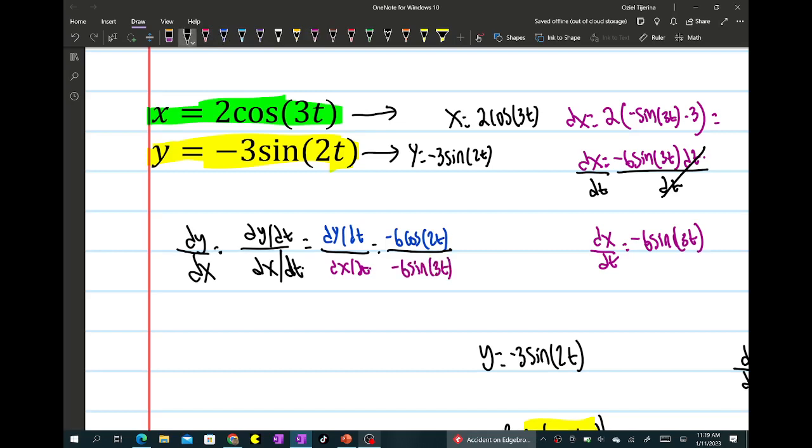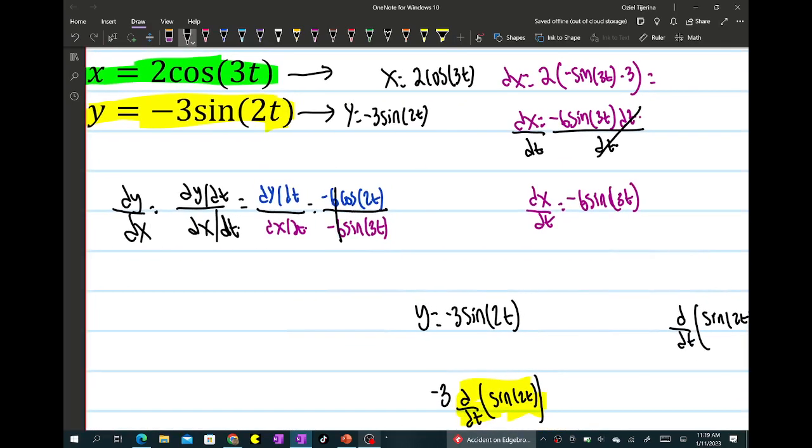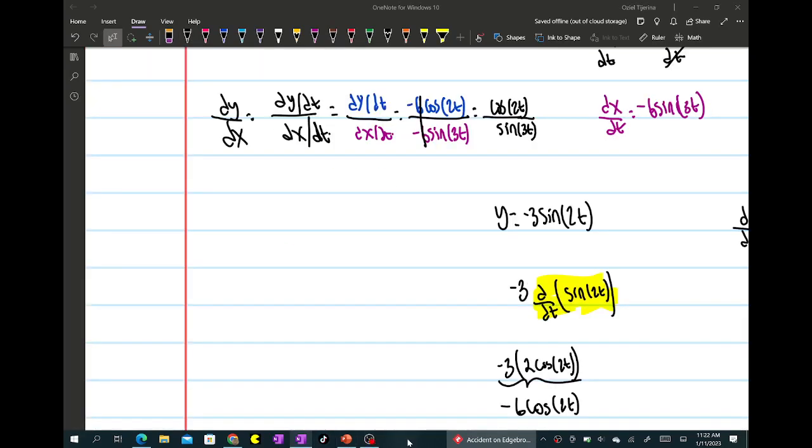Okay, so then the -6 would cancel out, right? And we'd get cosine of 2t over sine of 3t. So dy/dx is equal to the cosine of 2t over the sine of 3t. And this is your final answer. So that is how you do this problem, guys.